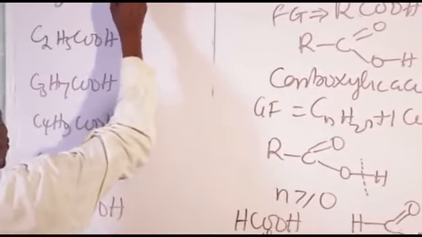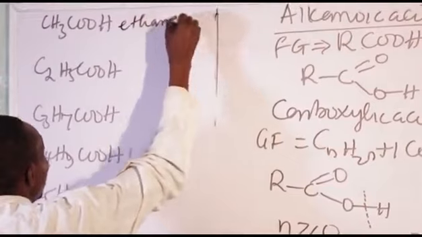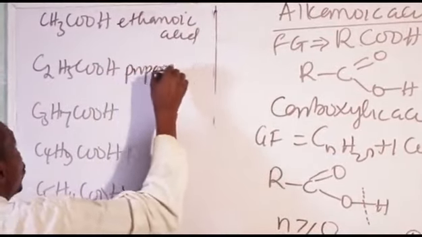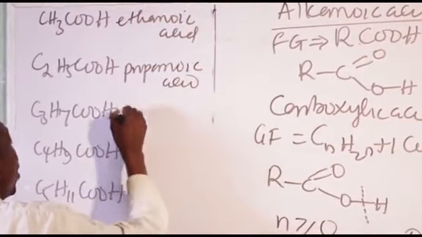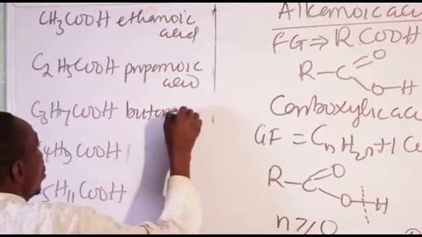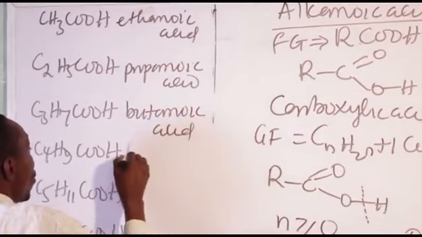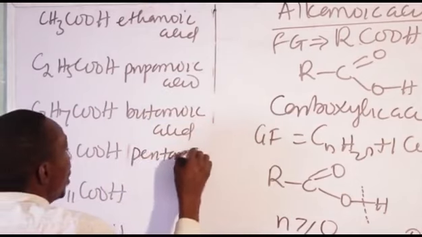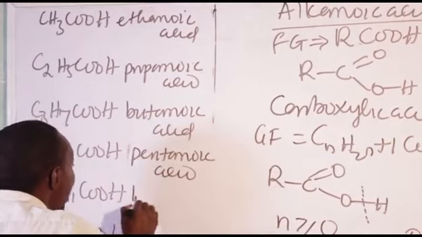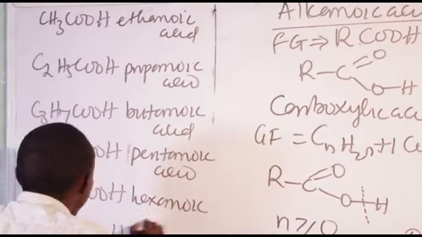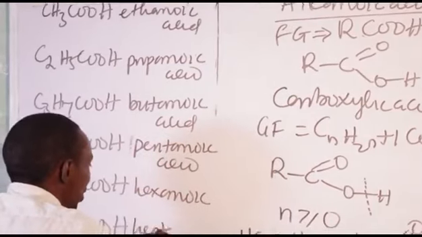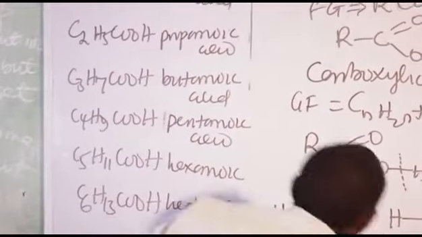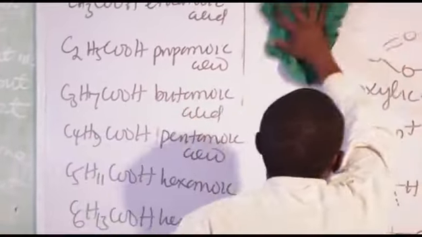So this one is methanoic. This is our ethanoic acid. Don't forget, students, ethanoic acid. This is our propanoic acid. And this is our butanoic acid. This is our pentanoic acid. This is our hexanoic acid. And this is our heptanoic acid. I have a reason why I'm giving you many members, so that you can familiarize yourself with all these members.